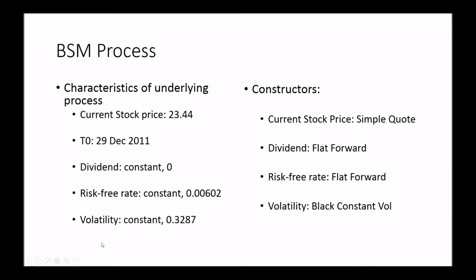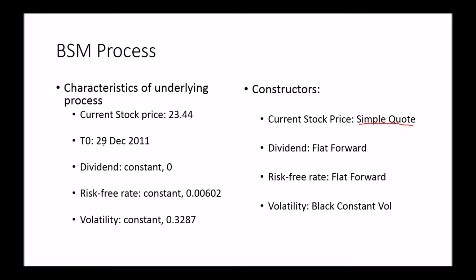Before we start coding, let's first review the characteristics of the underlying process that we talked about in the last video. The first is the current stock price, that is 23.44. The current stock price will be passed to the underlying process through a simple quote. The second one is T0, that is 29th of December 2011.